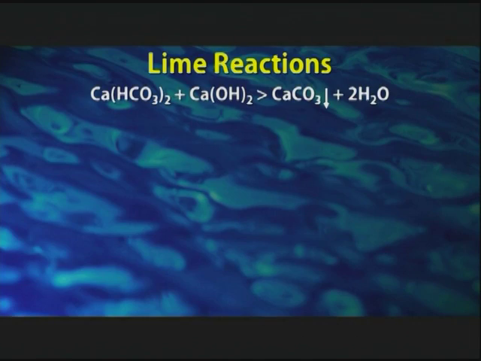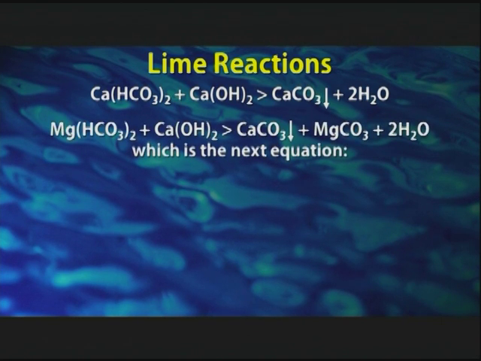Now let's take a look at exactly what's really happening in this situation. Let's look at the chemical equations. First of all, we have calcium bicarbonate. That's Ca(HCO3)2. When we add lime to this, what's going to happen is we get calcium carbonate that settles plus water. We also have magnesium bicarbonate. When we add lime to that, we get calcium carbonate, which settles, and we get magnesium carbonate.